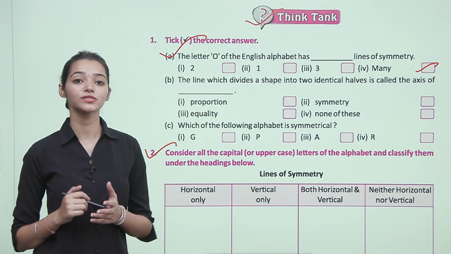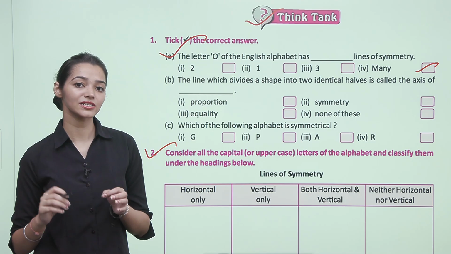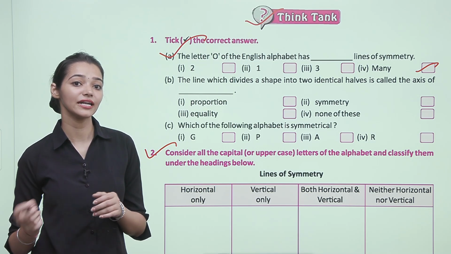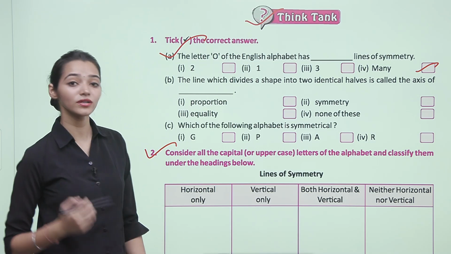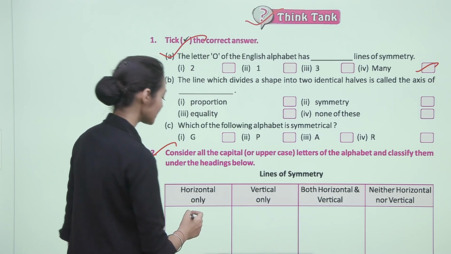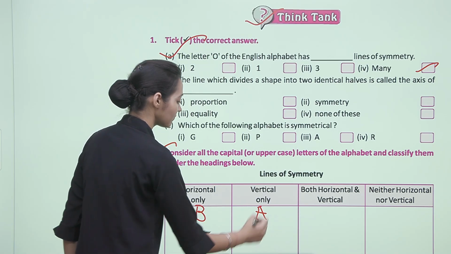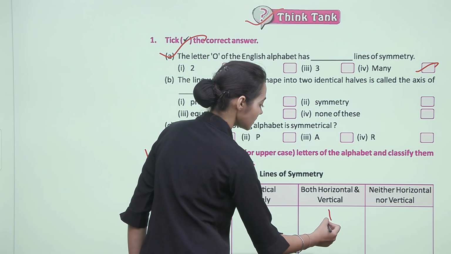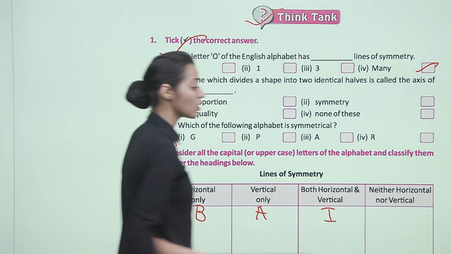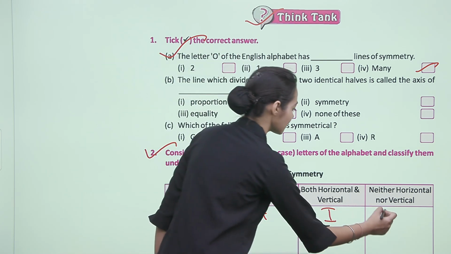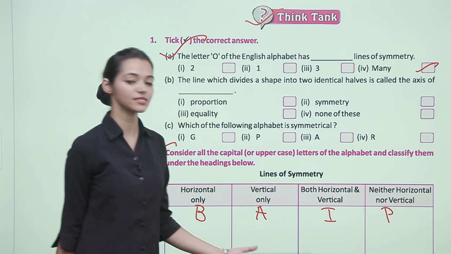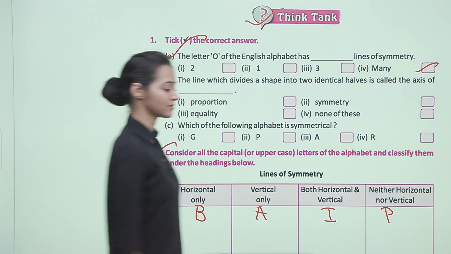Now in the next one, we have to consider all the capital or uppercase letters of the alphabet and classify them under the headings below. Now horizontal only, that is B. Vertical only, that is A. Both vertical and horizontal, that is I. Neither horizontal nor vertical, that is P. That's how you can complete the remaining part.